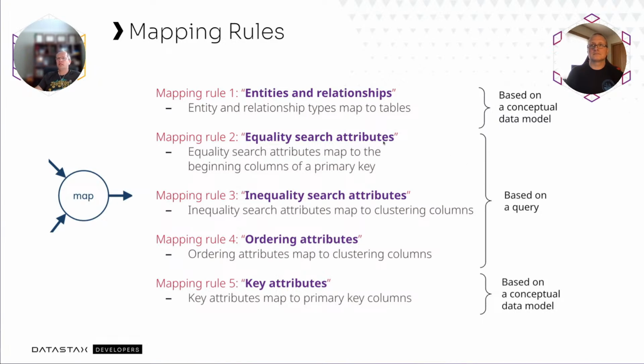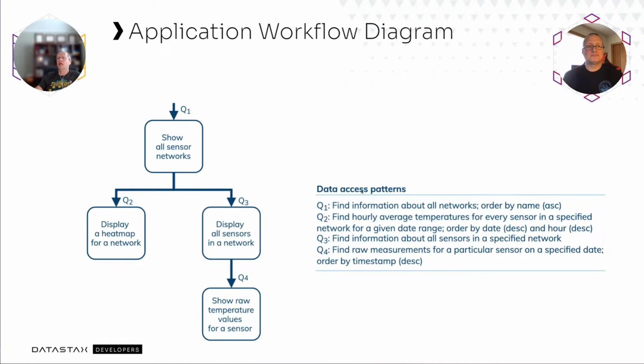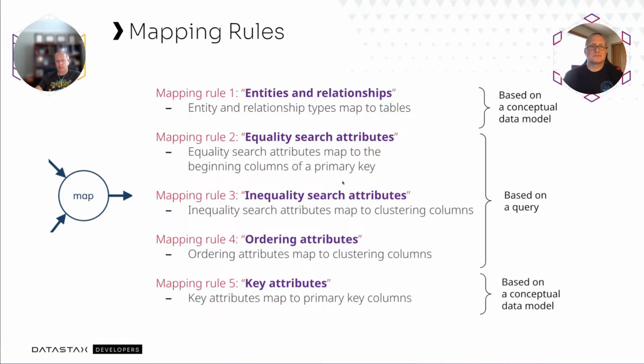So if you look at the conceptual data models, there are two rules that are related that you can use to derive tables from that. These are now tables in Cassandra. And for application, there are three rules. So the first mapping rule says that entity and relationship types map to tables.